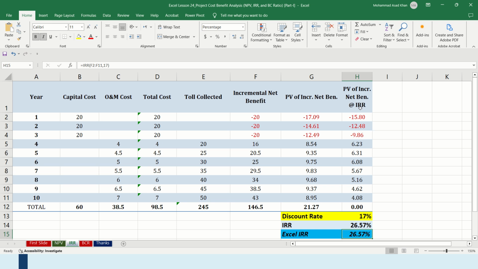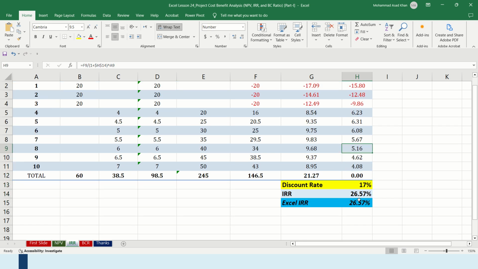At 26.57%, see the 26.57%, this NPV becomes zero. So in other terms, you can say that this project in 10 years is giving an internal rate of return, or rate of return, of 26.57%. So by investing in this project, you will get a 26.57% rate of return.